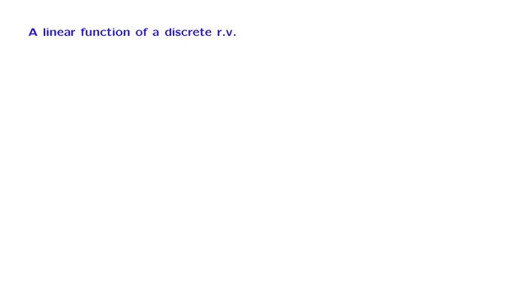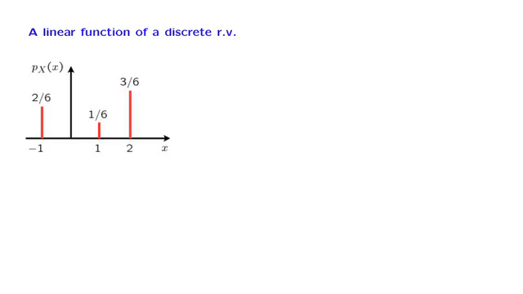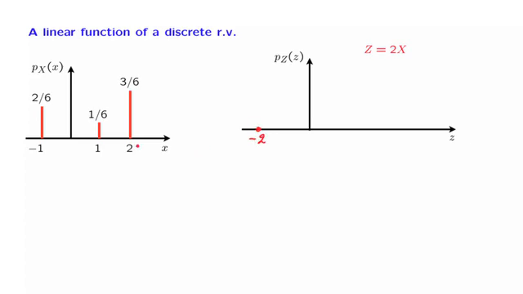Let us now look into the special case where we have a linear function of a discrete random variable. Suppose that X is described by the PMF shown in this diagram, and let us consider the random variable Z, which is defined as 2 times X. We would like to plot the PMF of Z. First, let us note the values that Z can take. When X is equal to minus 1, Z is going to be equal to minus 2. When X is equal to 1, Z is going to be equal to 2, and when X is equal to 2, Z is going to be equal to 4.